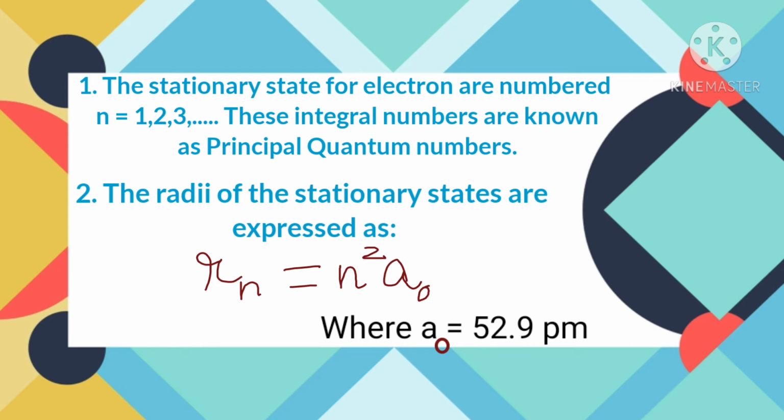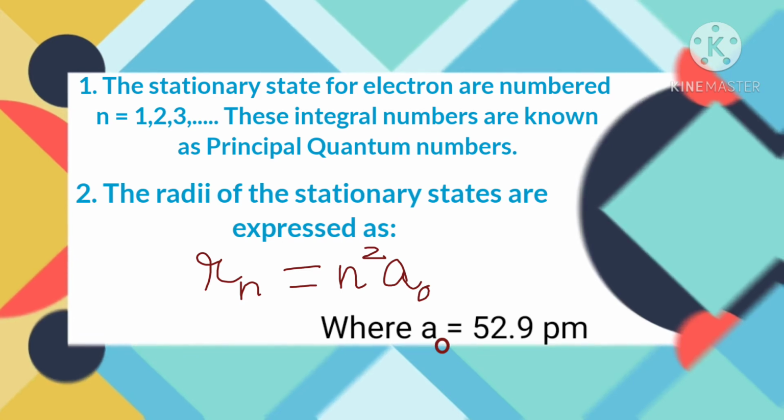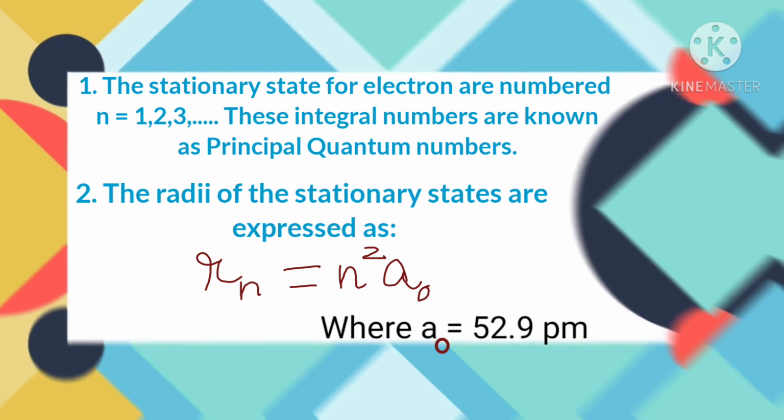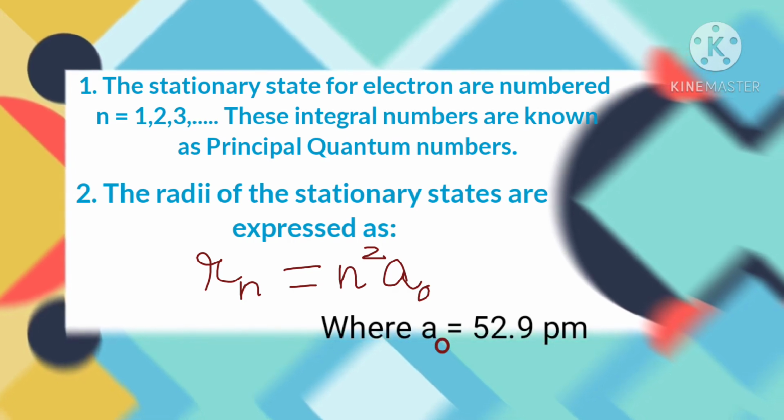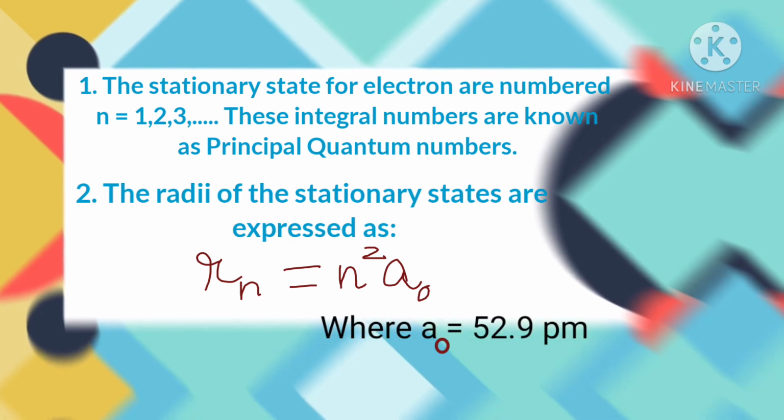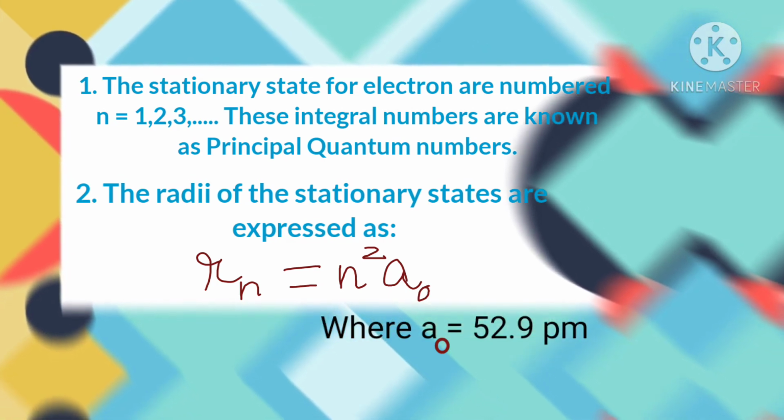Rn क्या है? n is the number of shell. ठीक है, ये principal quantum number. तो a naught क्या है? The value of a naught is 52.9 picometer. ठीक है, so thus the radius of the first stationary state, called the Bohr radius, is 52.9 picometer. Normally the electron in the hydrogen atom is found in this orbit only, n is equal to 1. तो n अगर 1 है तो r की वैल्यू a naught के इक्वल हो जाएगी, 52.9 picometer.